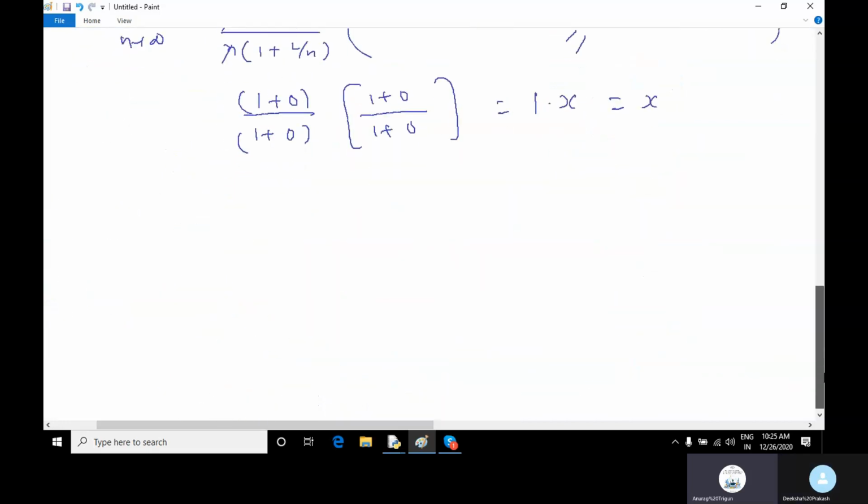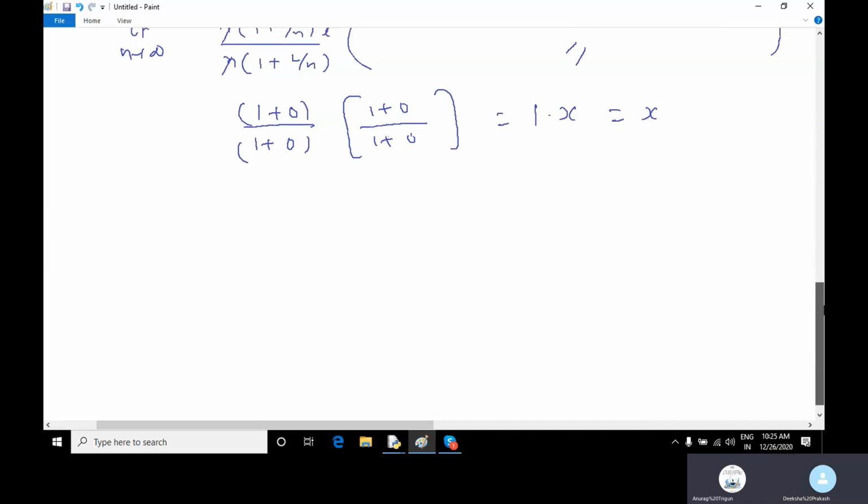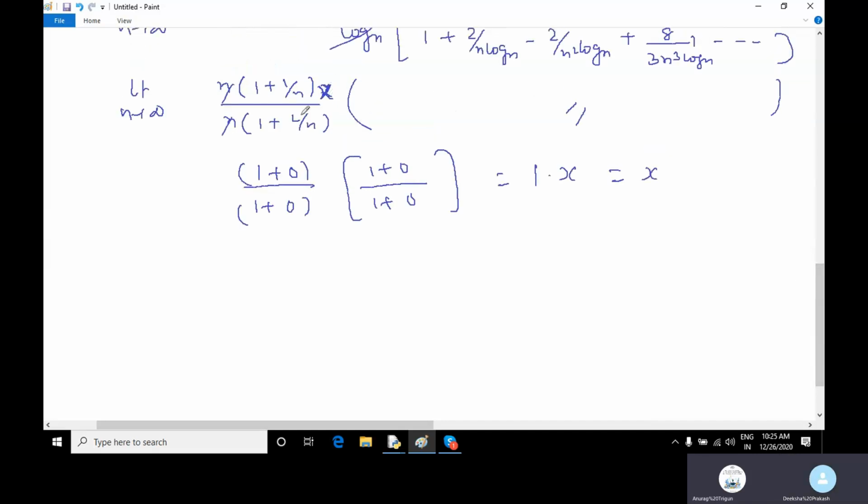Okay, fine. So here we got it. This whole thing is one, and here x was there; we cannot put anything because n tends to infinity, so finally we have x. So the D'Alembert statement is that if x is less than 1 then it's convergent, and if x is greater than 1 then divergent. Since we don't know the value of x, I will write the same thing: if x is less than 1 then convergent, if x is greater than 1 divergent, and if x is equal to 1, the test fails.